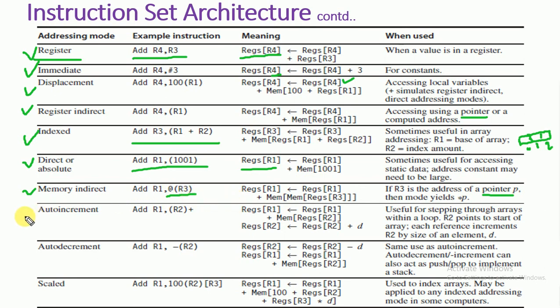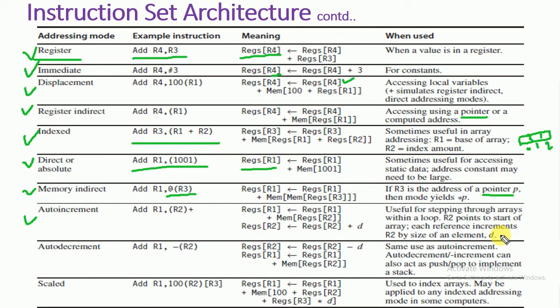Then auto increment: add R1, (R2)+. Look at this format. It's not a very commonly used format, but just understand auto increment and auto decrement. What will happen here? Register R1 will be added with the memory content of register R2. So the register R2 value is an address, and the memory content at that address and R1 will be added. Then after adding, register R2 will be incremented by d.